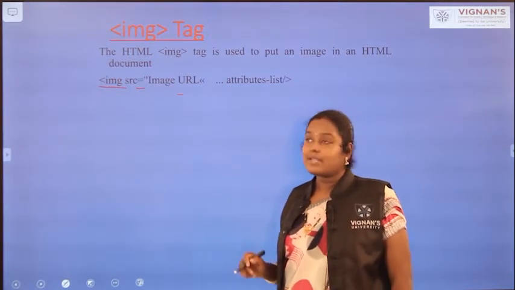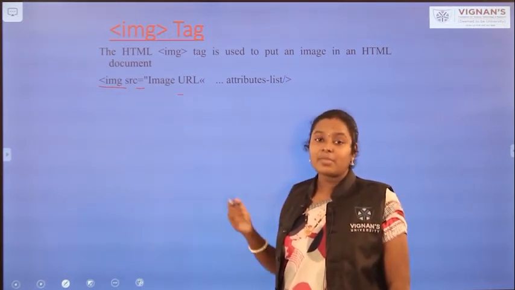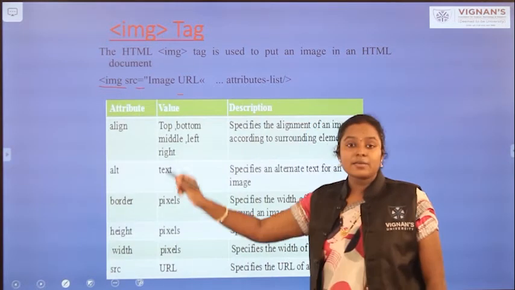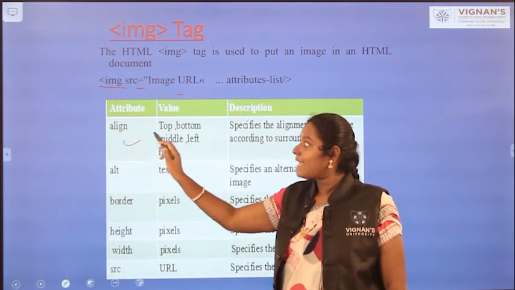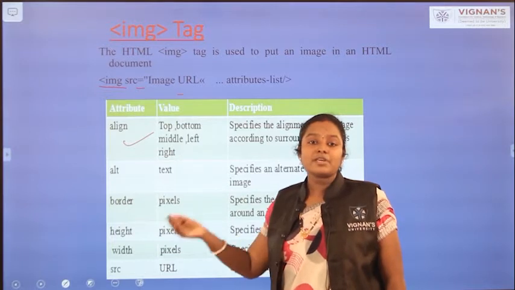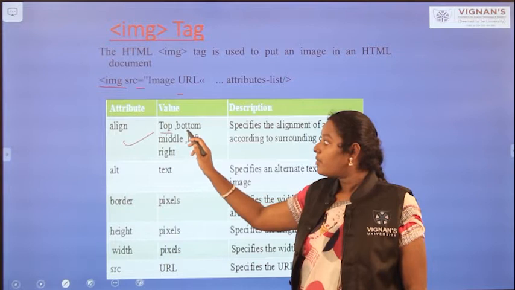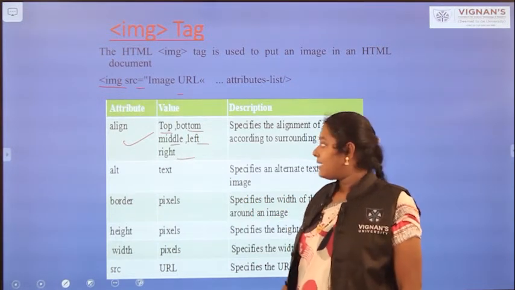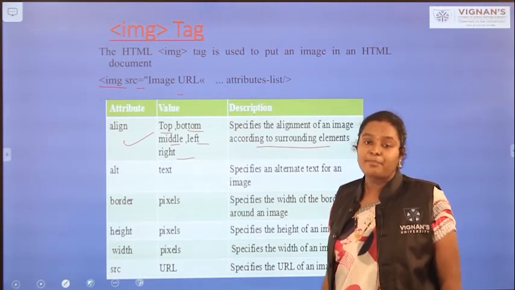I already told you that the image tag is an example of the self closing tags, so they don't need any closing tag. These are some of the attributes for the image tag. First one is align. The main purpose of align is to align the image either top, bottom, middle, left or right in the web page. It specifies the alignment of an image in the web page.